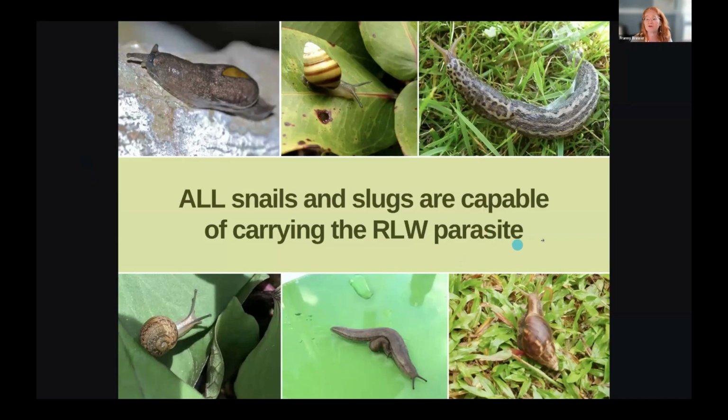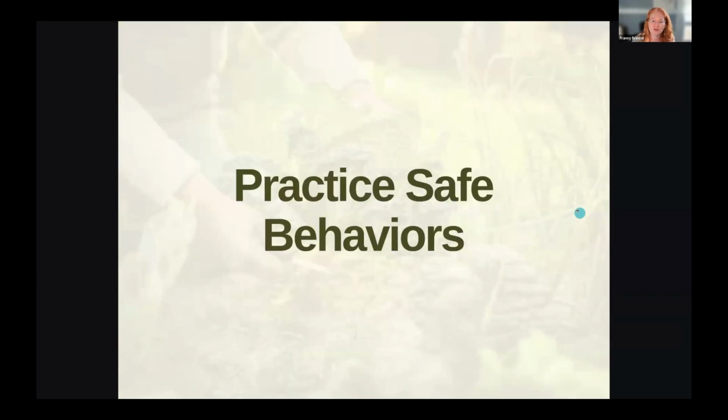So just being aware. Unfortunately, even some of our endangered native snails have been found to have rat lungworm in them. But any slug or snail is capable of carrying the parasite. It's just that these ones are almost always infected with rat lungworm, and they come into contact with humans much more often than the rest of these guys. So what can you do to protect yourself?